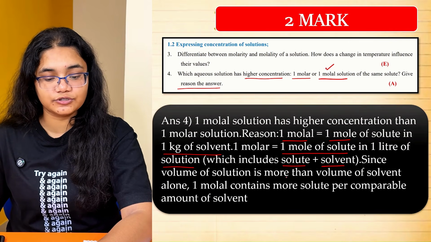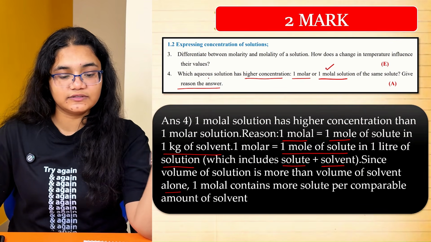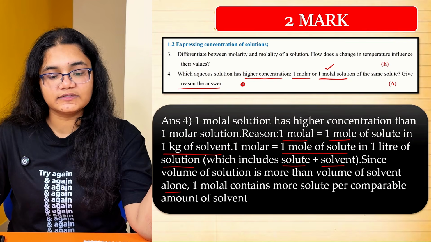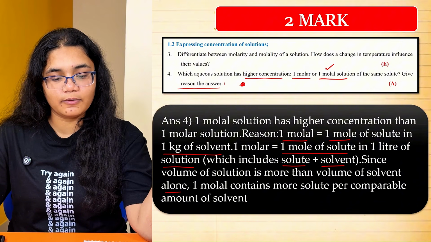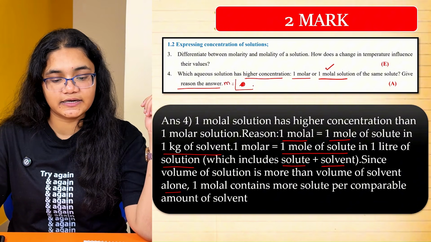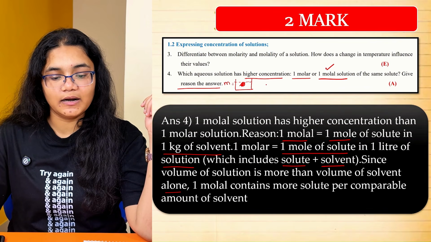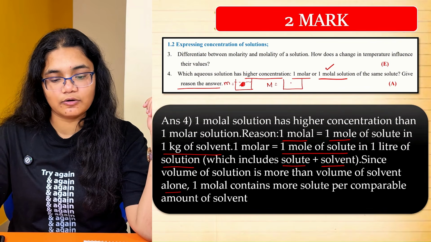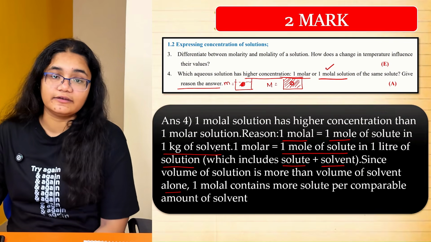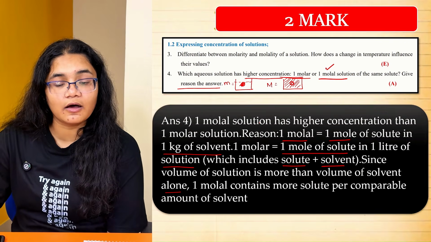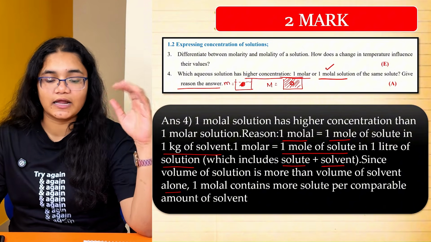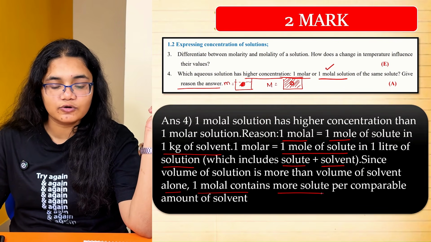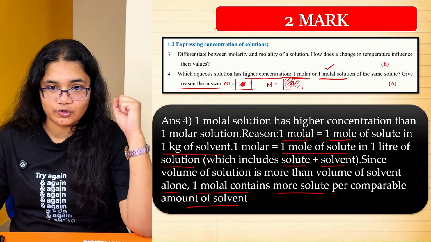So since the volume of solution is more than the volume of solvent alone, suppose this is a solute. This much solute is present, and when I talk about molality, this much solute is present in, suppose, this much amount of solvent. But in case of molarity, that much amount of solute will be present in more amount of solution, because here both solvent and solute are considered. So there will be a dilution factor. You can consider here more amount of solution is present. So that is why 1 molal contains more solute per comparable amount of solvent.